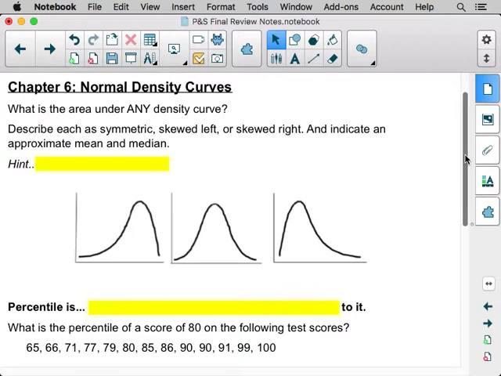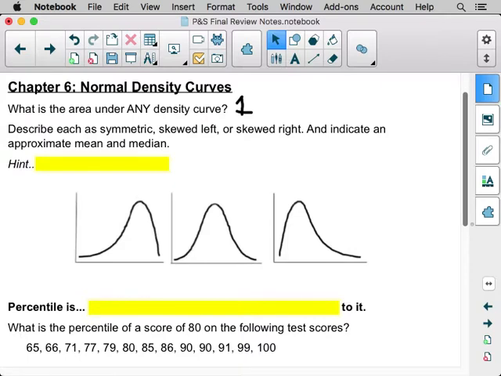Chapter 6 was all about normal density curves, all right? Something that's true about any density curve is remember the area is always equal to 1. And that's actually why these turn out to be such good probability questions, because having an area of 1 simplifies the process of considering these as probabilities.